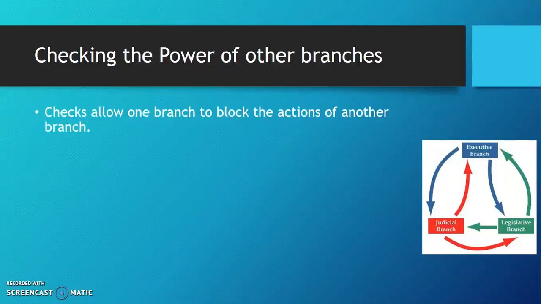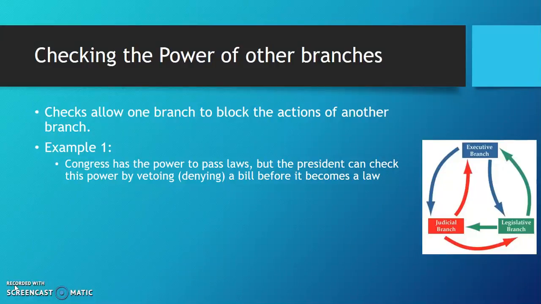First, we're going to go over how each branch checks the power of other branches. So what checks do is they allow one branch to block the actions of another branch. I'm going to give you a couple examples of this. So example one is that we know that Congress has the power to pass laws. But at the same time, the president can check this power that Congress has by vetoing, which also means denying a bill before it becomes a law.